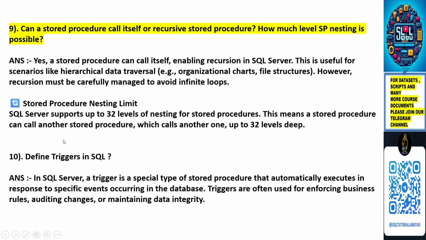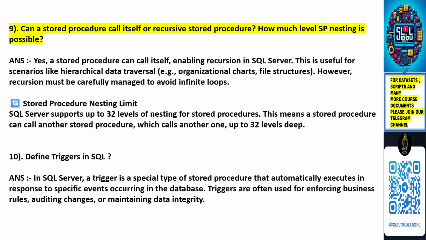Next, the ninth question. Can a stored procedure call itself, or will recursive stored procedures be available? How many levels of SP nesting are possible? The answer is yes, a stored procedure can call itself, enabling recursion in SQL Server. This is useful for scenarios like hierarchical data traversal, for example organizational charts or file structures. Basically, organizational charts and file structures contain hierarchical data, like manager-employee relationships.